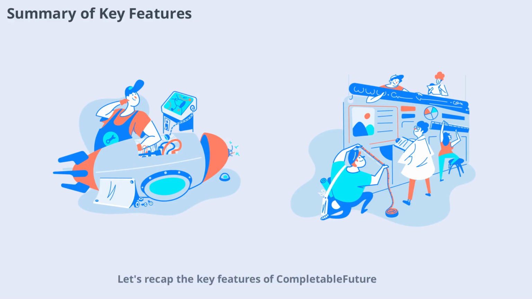Let's recap the key features of CompletableFuture. It allows you to compose asynchronous pipelines, control threading, and coordinate multiple tasks without dealing with low-level concurrency APIs. Its rich set of methods for chaining, combining, and handling results makes it a versatile tool for modern Java development. Whether you're building web services, data pipelines, or desktop applications, CompletableFuture can help you write efficient and maintainable asynchronous code.